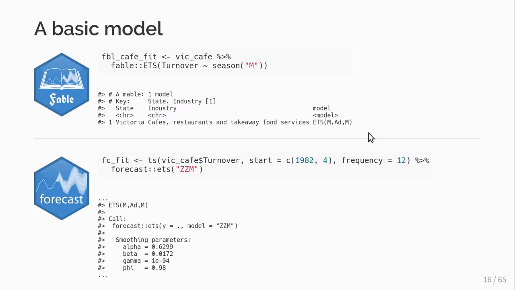Comparing that with the forecast package, the main trouble here is just creating the time series object. You need to look into the object and work out the starting date, which is expressed as a numeric. So it's not a very natural format if you're downloading or importing data that already has a date column in it. And the interface for forecast is not using formulas, it's just using arguments, and Z indicates choose it for me, and the M in the third position is for seasonality. But the results are the same. It's picked the same model for us.